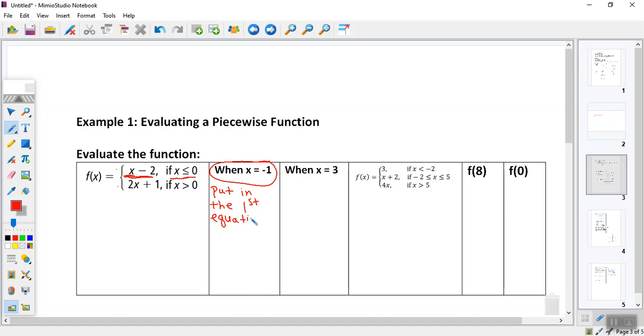Put this in the first equation because what, kids? -1 is less than or equal to what? So to evaluate, this is what we get. You infer all that? Not really. But I put it up there just in case you forgot and looked back, okay?